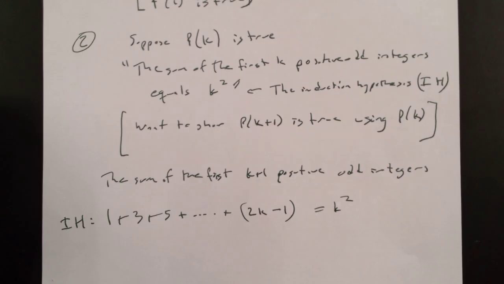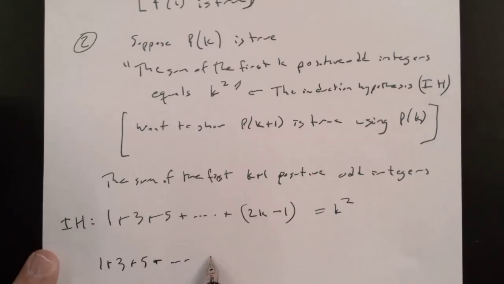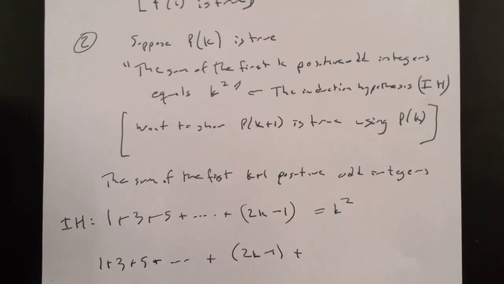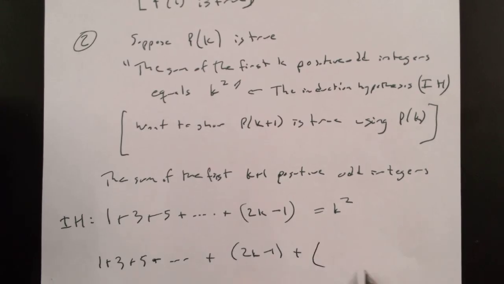Now let's look at the next one. The next one would be the sum of the first K plus 1 odd integers. That would go 1 plus 3 plus 5 plus ... plus this one plus one more. What's the next odd integer in line?